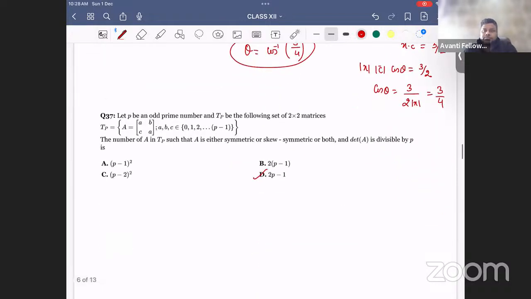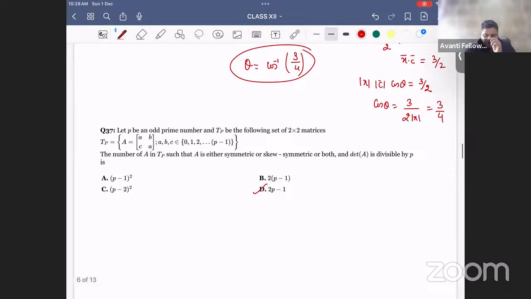Now, see this question. Let P be an odd prime number and TP be the following set of 2 by 2 matrices. TP is the set of matrices with entries a, b, c. Got it? The number of A in TP such that A is either symmetric or skew symmetric or both, and determinant of A is divisible by P. See, this is a question that was asked in JEE Advanced 2010 once.